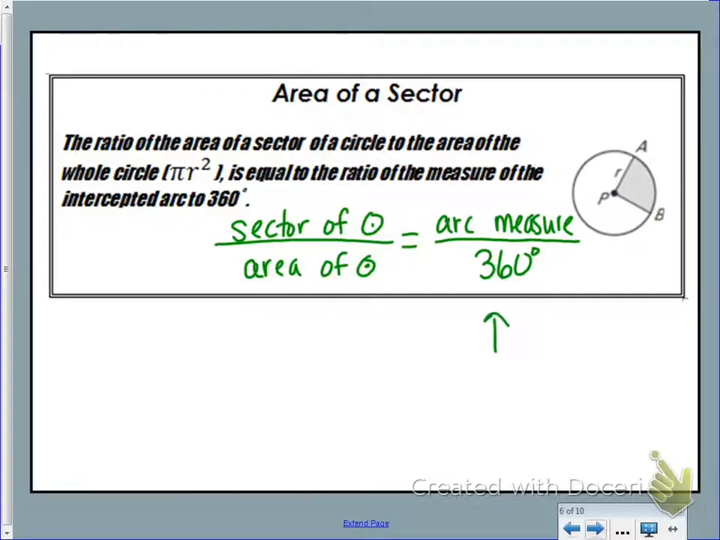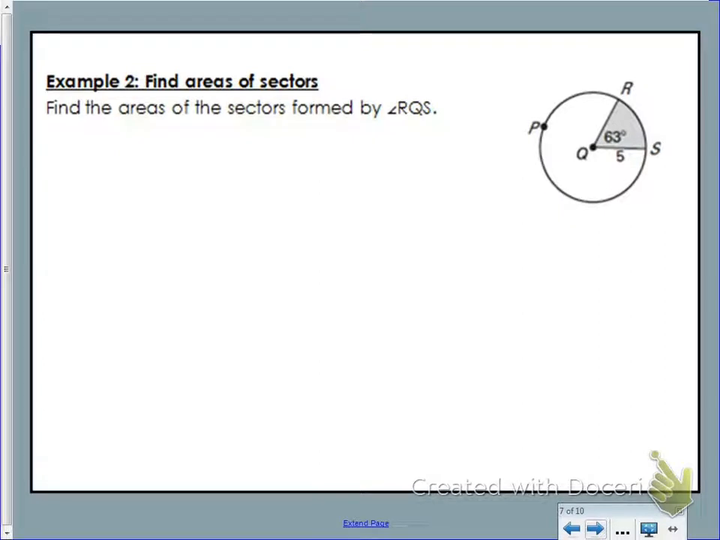So the right side of this proportion is exactly what we saw yesterday. The left side, rather than dealing with arc length and circumference, now we're dealing with sector area and area of the entire circle, but the same idea is happening. All right, example 2 says to find the areas of the sectors formed by angle RQS.